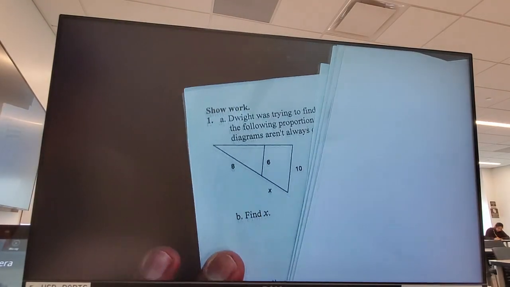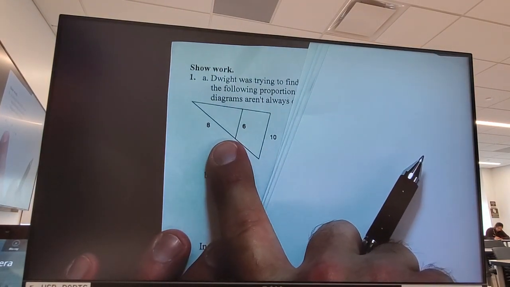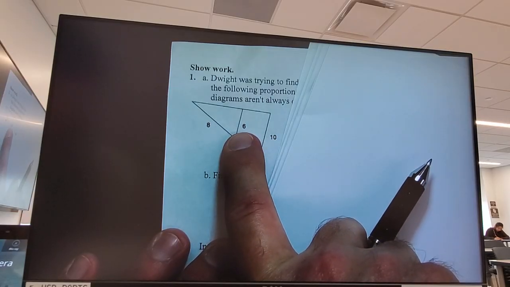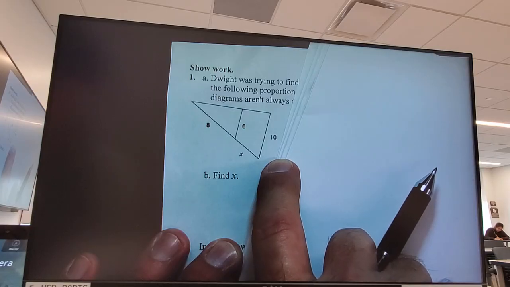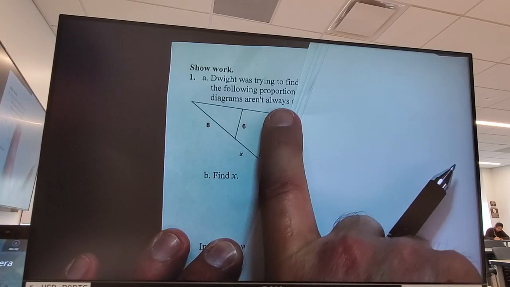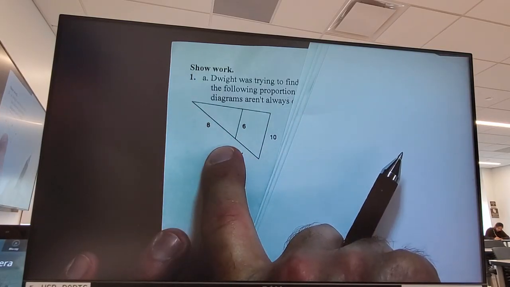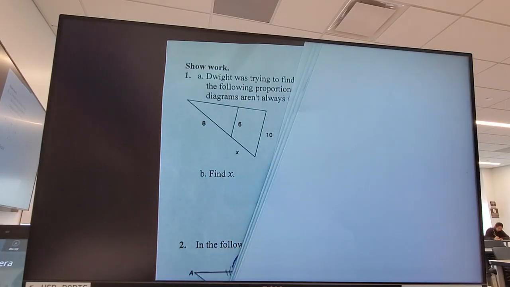Oh, so number one, this one, right? So 6 is to 10, small triangle to big triangle. Yes? A side of the small triangle, ratio over a side of the big triangle, yes? As 8 is to x, that's wrong, because why is that wrong?